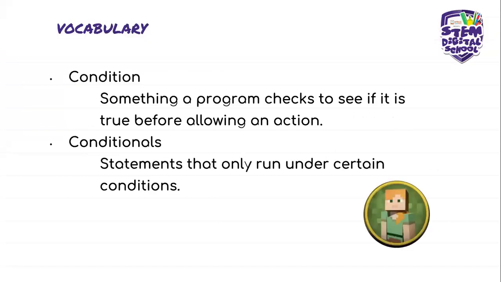Now, let's quickly look at, especially because we saw this in our objectives, what is a condition? Remember, a condition is something a program checks to see if it is true or false. It checks to see if it is true before allowing the action. So if the condition is false, then it just won't do it. It will skip it and move on. But as long as it is true, it will perform that action.